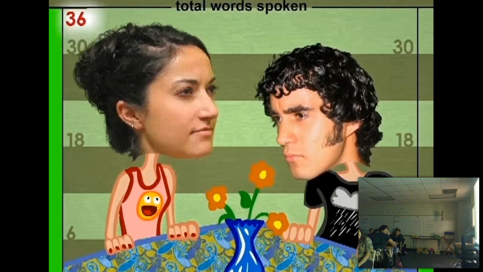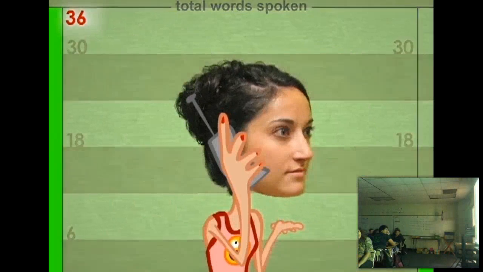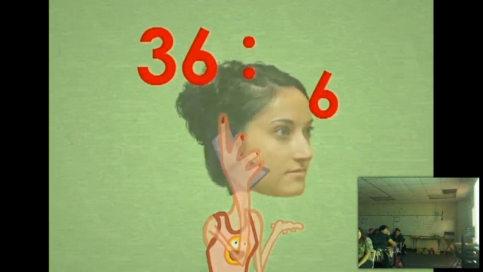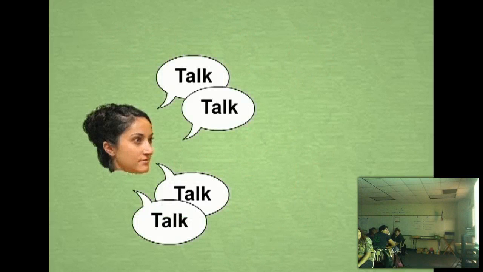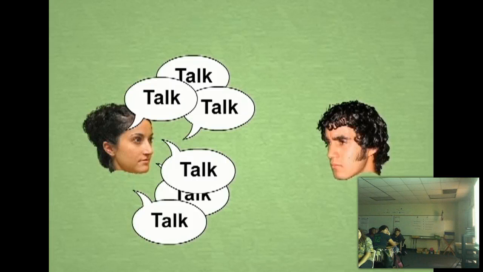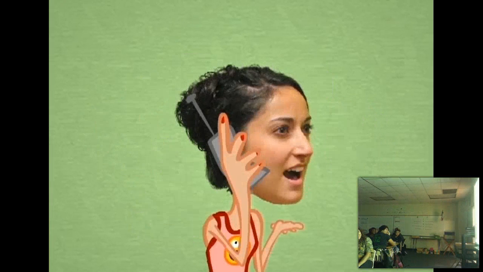My phone is ringing. That entire time, I spoke 36 words to his 6. For every 6 words I spoke, he only spoke 1 word. I spoke 6 times as much as he did. It was like me: talk, talk, talk, talk, talk, talk. Him: talk. All I want is a guy that can talk with me on a 1-to-1 ratio.